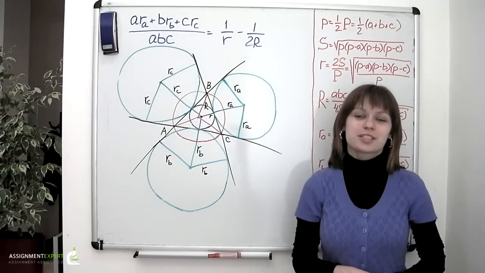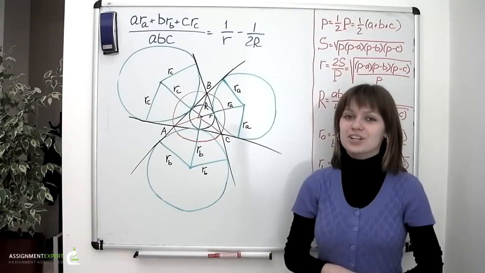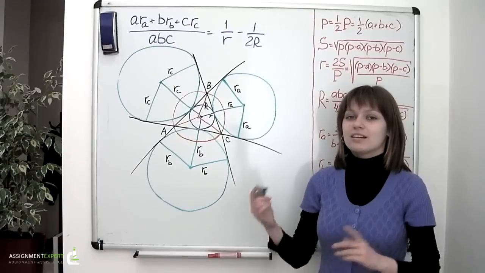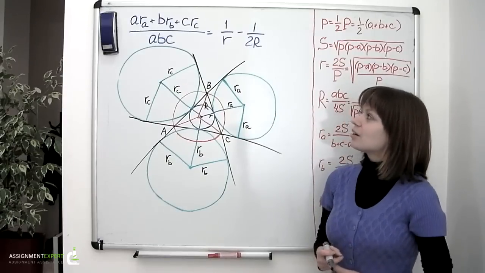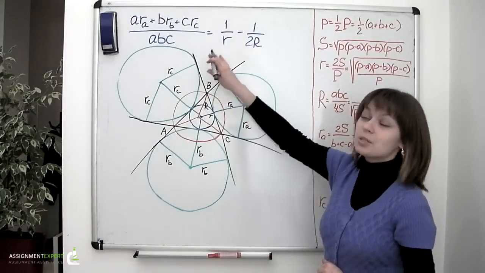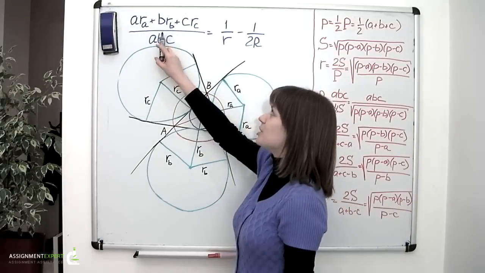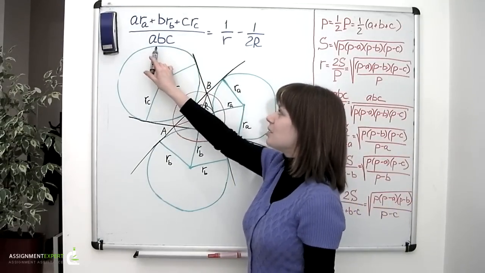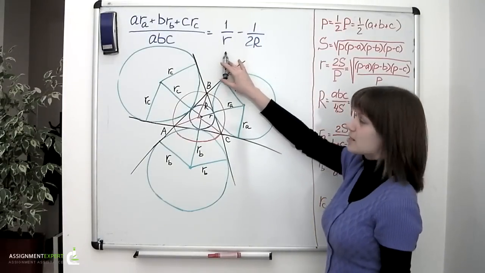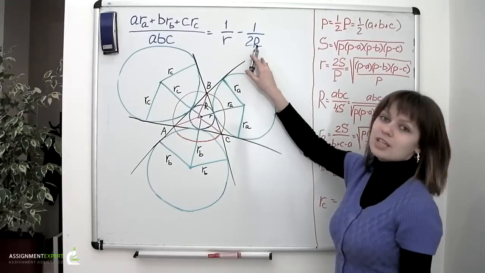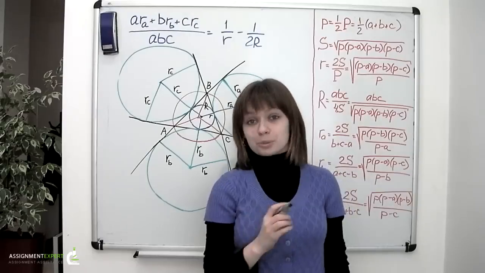Triangle ABC with the sides a, b, and c and the exradii r_a, r_b, and r_c lying opposite to the angles A, B, and C correspondingly, we need to prove the identity we have on the board: (a·r_a + b·r_b + c·r_c) divided by abc equals 1 divided by the inradius minus 1 divided by 2 times the circumradius of this triangle. Let's recall a couple of formulas first.